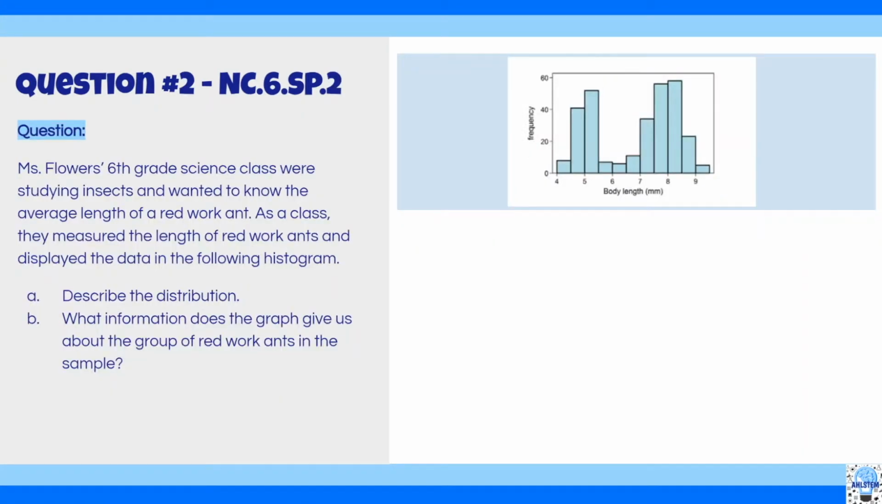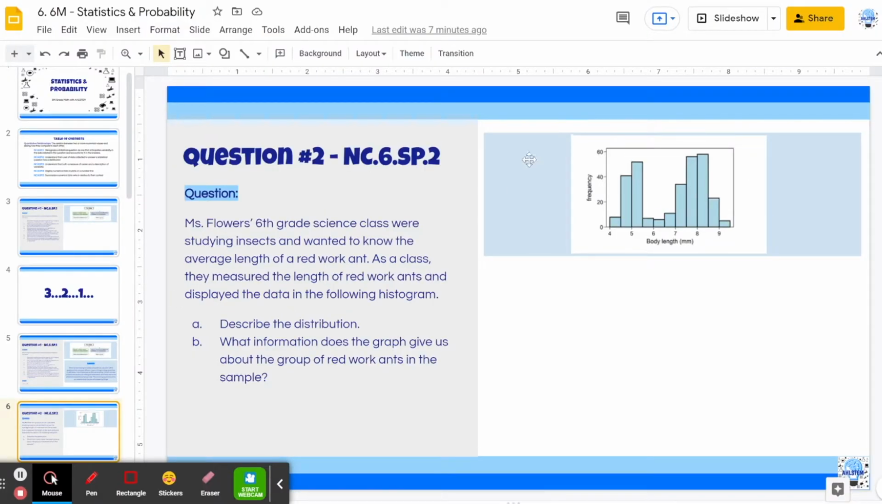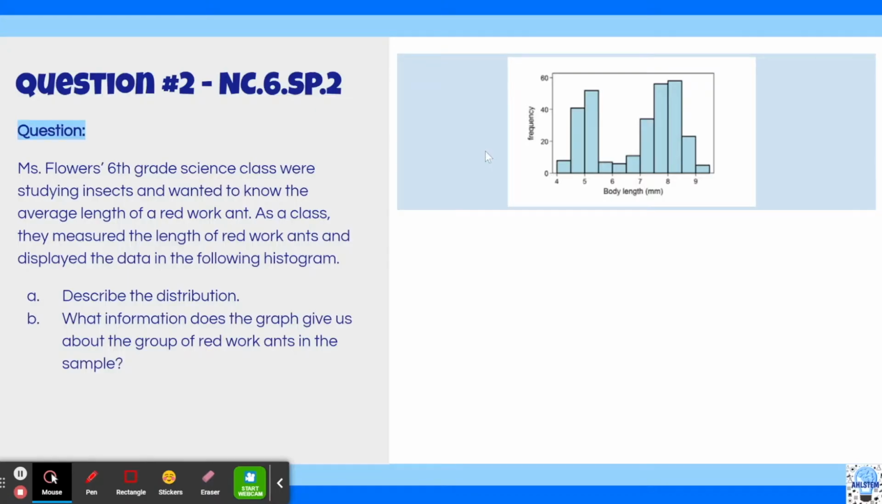Okay, let's do our second problem. Miss Flower's sixth grade science class was studying insects and wanted to know the average length of a red work ant. As a class, they measured the length of red work ants and displayed the data in the following histogram.